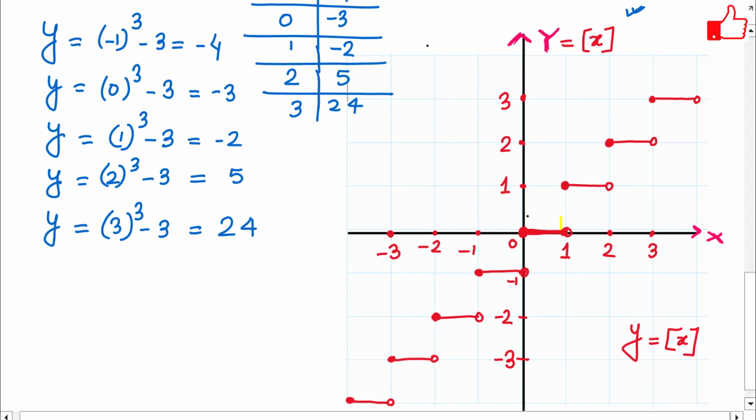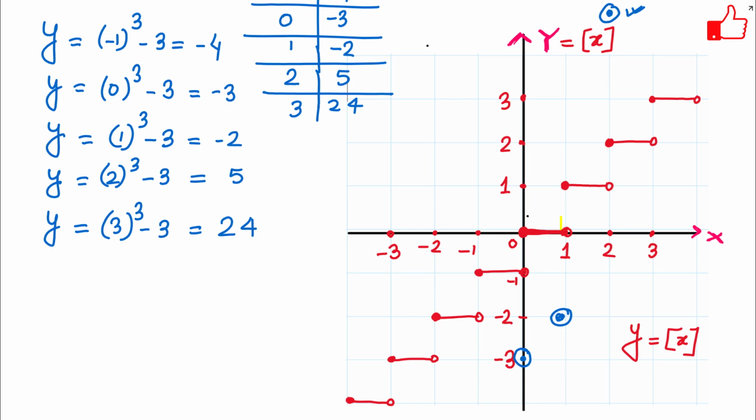Let us start with 0. When x equals 0, y equals minus 3. So you will have this one point. And x equals 1, y equals minus 2, so this point. And when x equals 2, y equals 5. That is much above, so this point will be somewhere here.